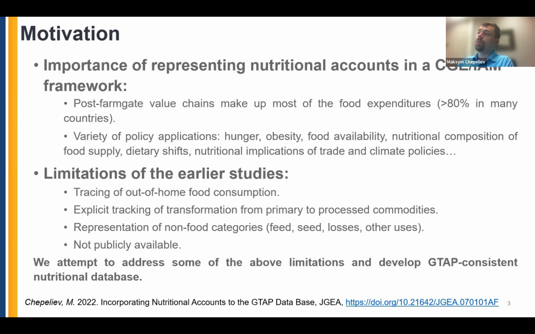Another layer is that, of course, we have a variety of policy applications we can be talking about here. Tom mentioned hunger, obesity, food availability. We can also be talking about the nutritional composition of food, which I'll showcase later today, and dietary shifts, for instance to vegetarian diets or EAT-Lancet diets. Also, indirectly, the nutritional implications of other policies, like trade policies or climate policies, or any other policies that might not directly target the nutritional aspect but would have implications for nutrition.